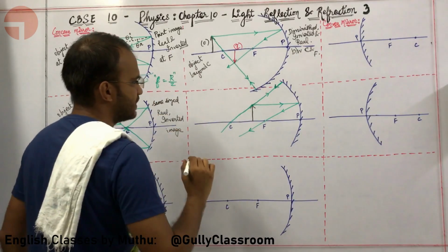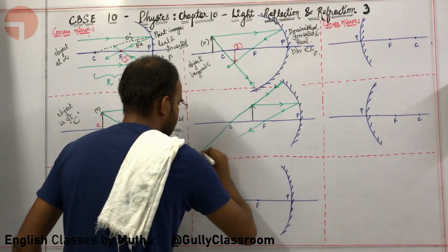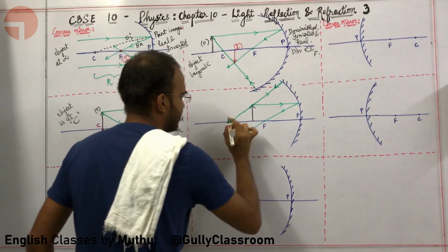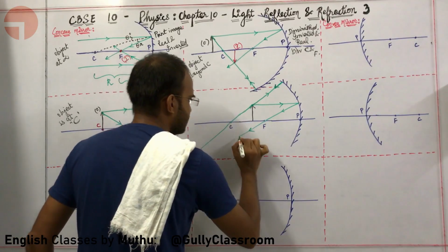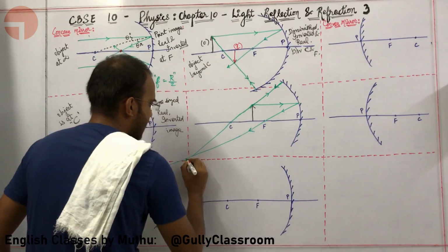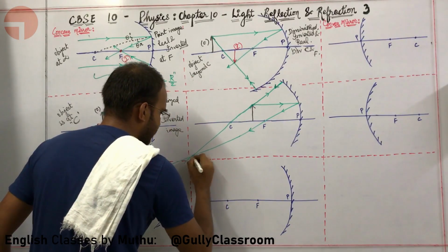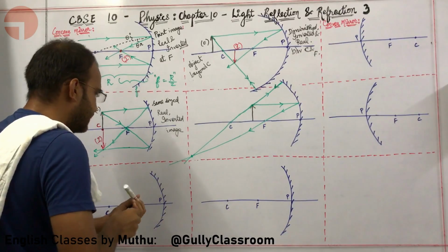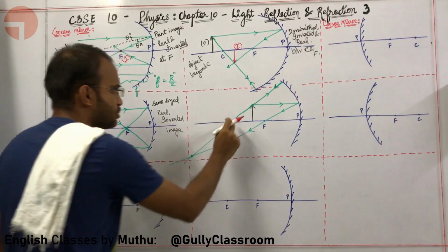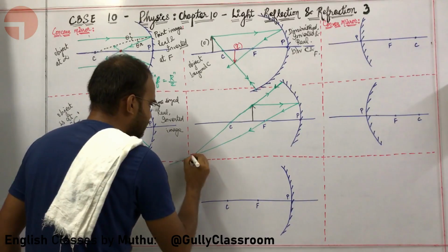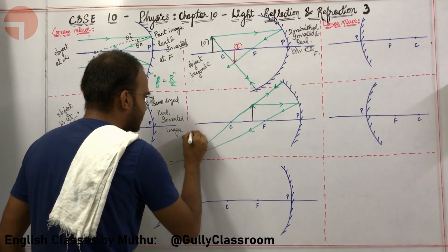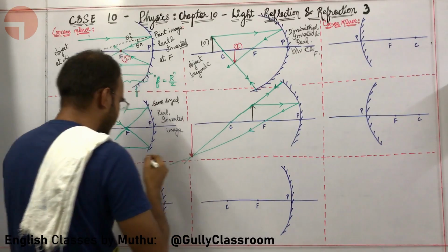Now what will happen, sir? Both these light rays will simply go like this. Let me draw a better diagram of it. Both these light rays will simply go like this and meet over here. Look at this beautiful thing. Here, these two light rays are meeting together in order to form an inverted, magnified image over here.